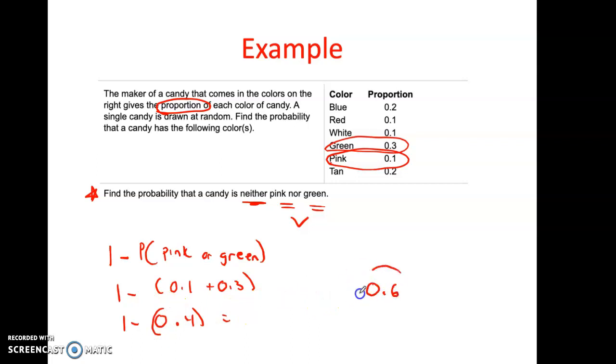Now, just to point something else out, it says this is the proportion. If you add all of this together, you're going to get 1.0. Okay, that's the total. So when it says proportion, this would be 20% blue, or 2 out of 10 blue, 1 out of 10 red. It kind of gives you the information for you.